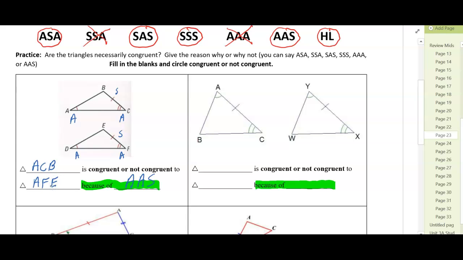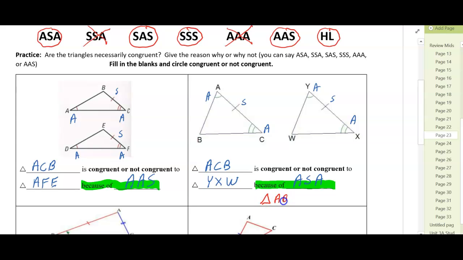In the top right question, we have an example of angle, side, angle. Notice that the side's between the two angles, and then angle, side, angle. So this is the picture for angle, side, angle. And if I were to put the letters in the right order, I can go triangle ACB, and triangle ACB would be congruent to triangle YXW.